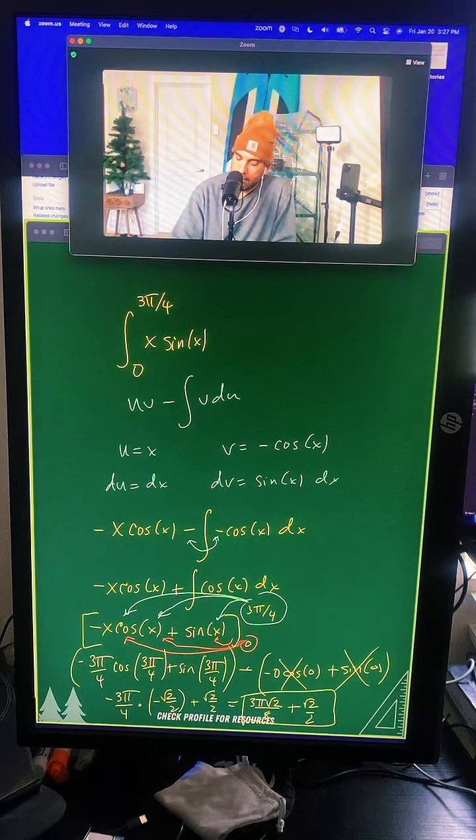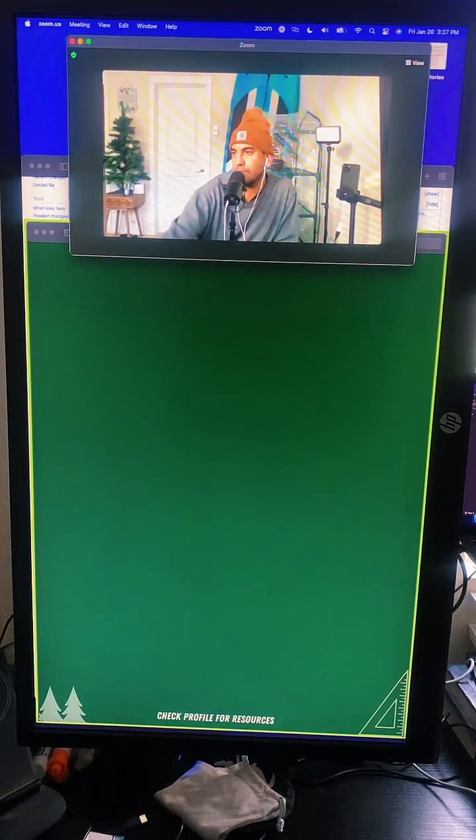Okay. That kind of reminds me, I don't know. Should we continue doing integrals? Do you guys want to do derivatives? Here, I'll leave you with this one.